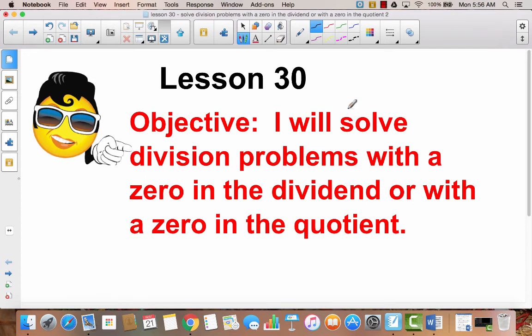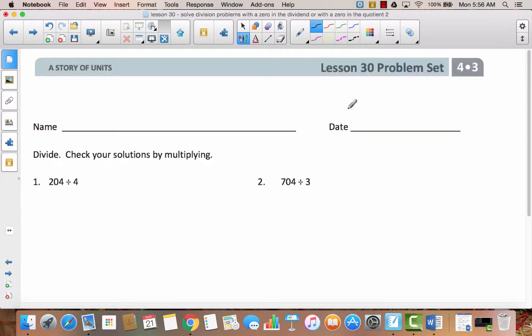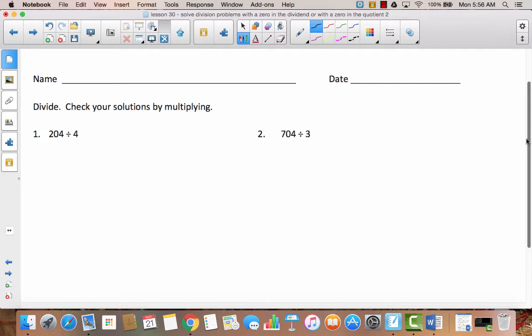Lesson 30, I will solve division problems with a zero in the dividend or a zero in the quotient. All right, so we talked about some problems like this when you had your Zearn lesson today. We talked about what happens when you have a zero. So in this very first problem, you can see here that we have a zero in our dividend. So let's see if we can go ahead and divide, and then we're going to check by multiplying and see what happens, okay?